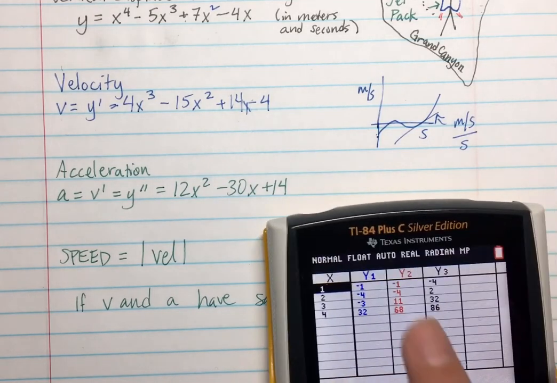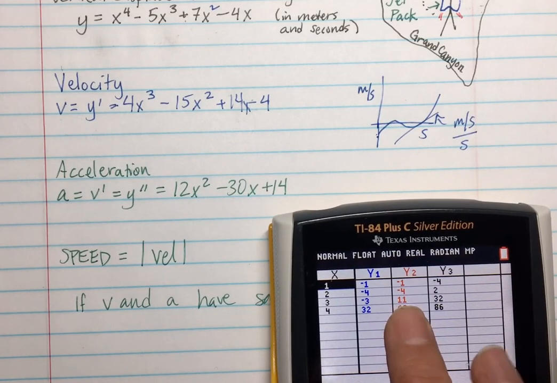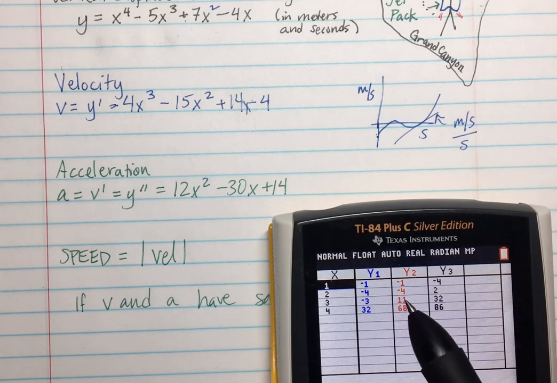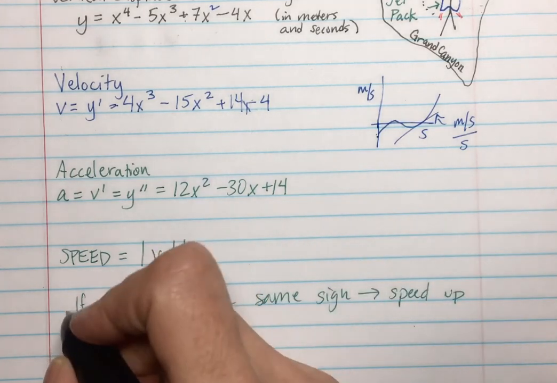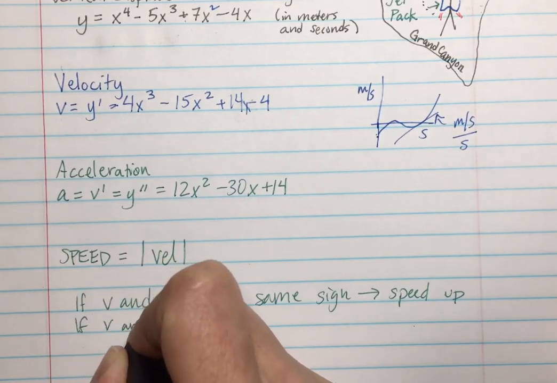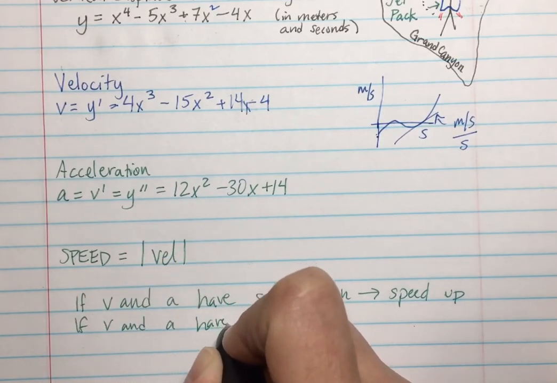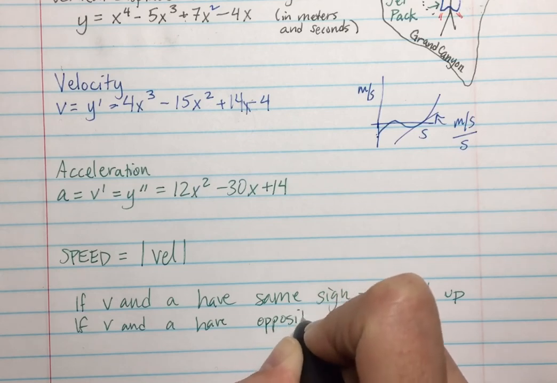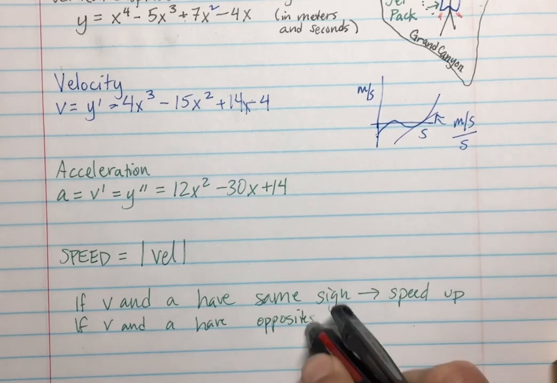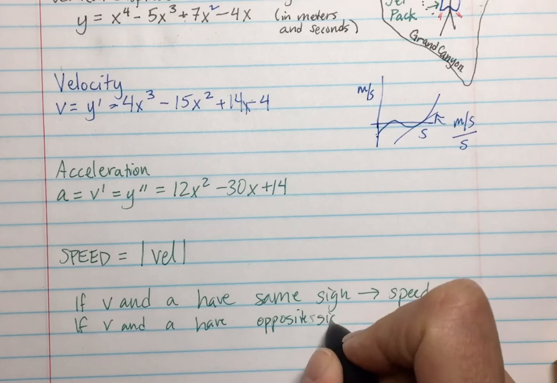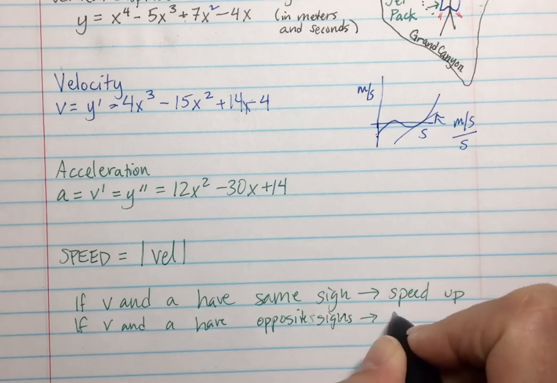Like at time 2, I have a velocity of -4 meters per second. So then a second later, if this was constant motion, my velocity would be -2. And a second after that, my velocity would be 0. That means I have less speed. So I'm slowing down. So if your velocity and acceleration have opposite signs, you're slowing down.